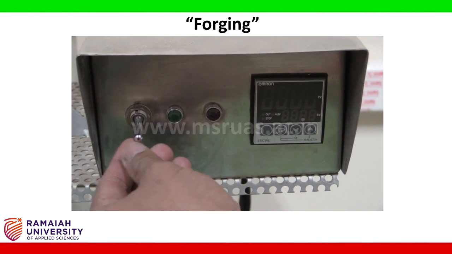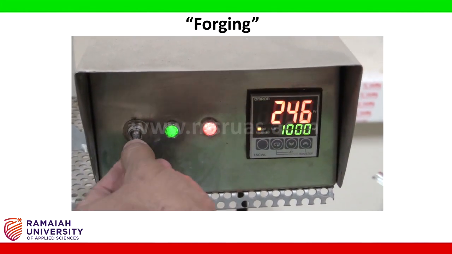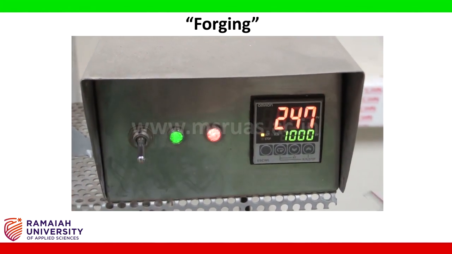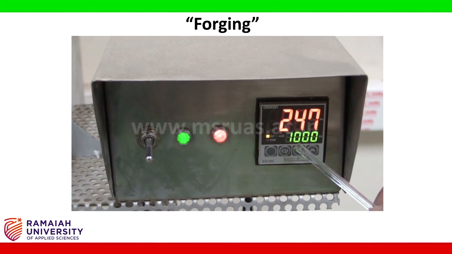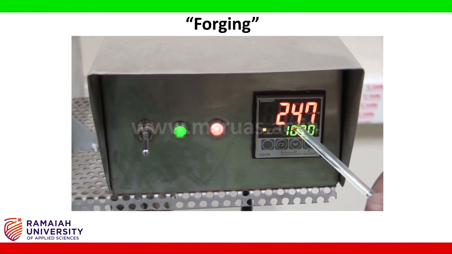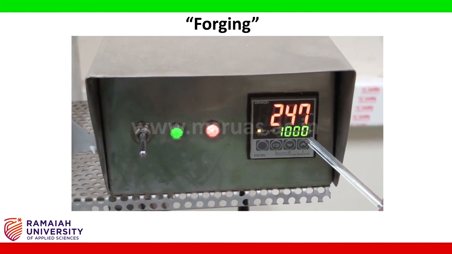This is the control panel, where we can set the gas heating furnace up to 1000 degrees centigrade. At present it is 247, and then it rises up to 1000 degrees centigrade.